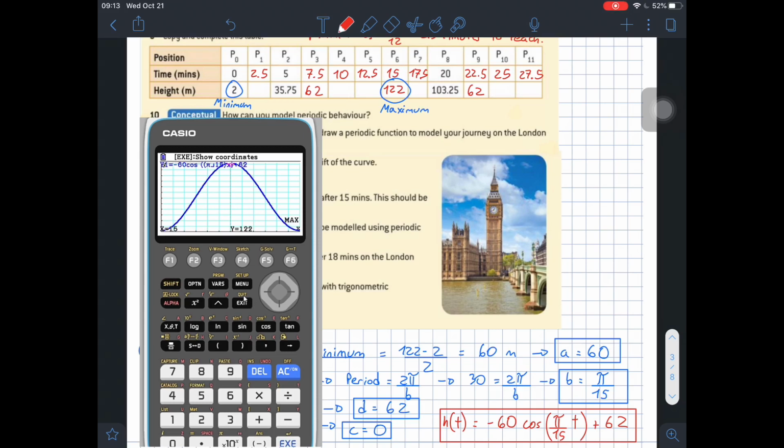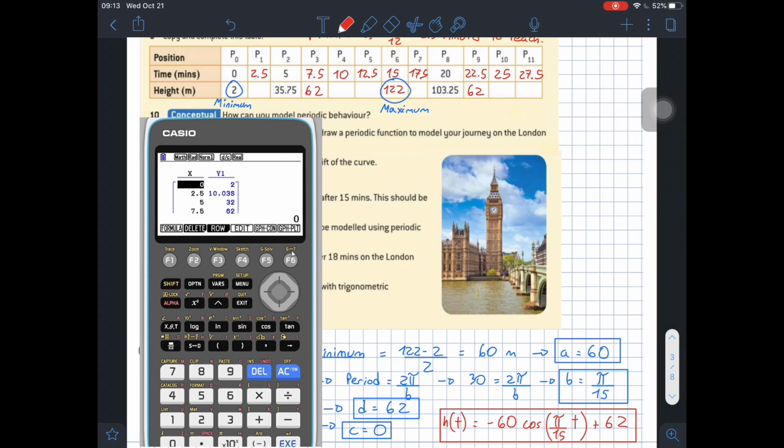Now, we need to fill in the rest of the values in our table. So we're going to go to menu, table instead of graph. We have the same function here. We're going to see if our setup is correct. We're going to start at 0. We need to end at 30. Our step is 2.5. So once we have this information, we're going to click on table. And here we have all the values.